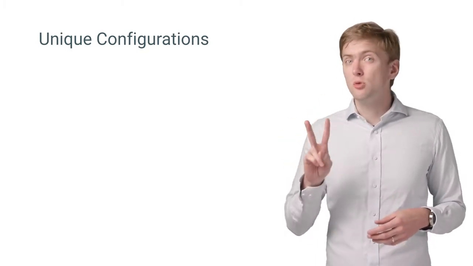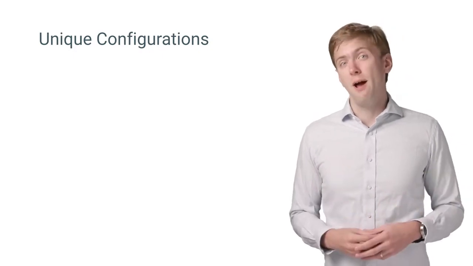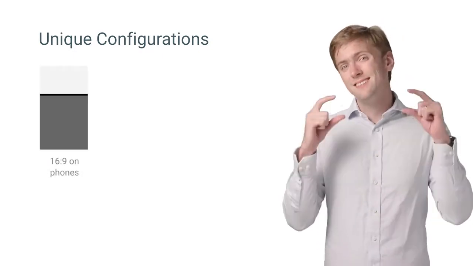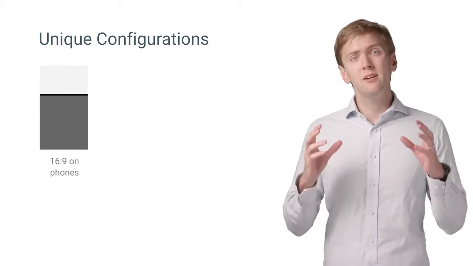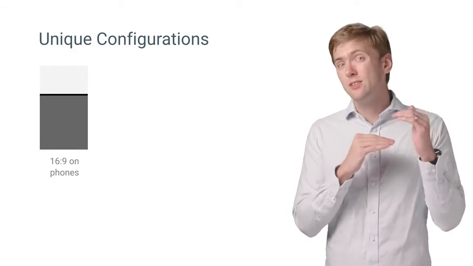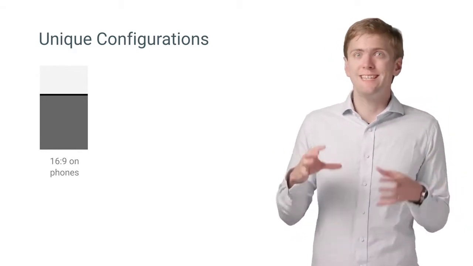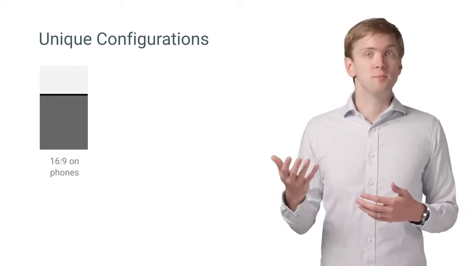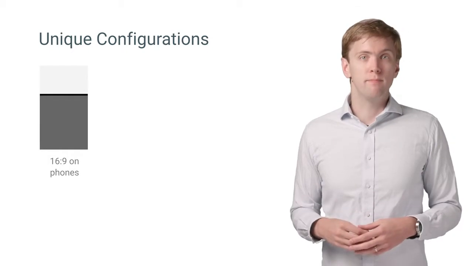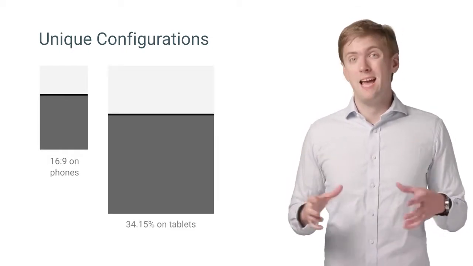But there are two relatively unique configurations you might consider when designing your app. First is the 16:9 layout on mobile devices in Portrait. Here it's important to keep in mind the heavily constrained vertical space. Make sure users can actually see some content between fixed navigation elements like an expanded app bar and bottom nav bar. The other is the 34.15% layout on tablets.